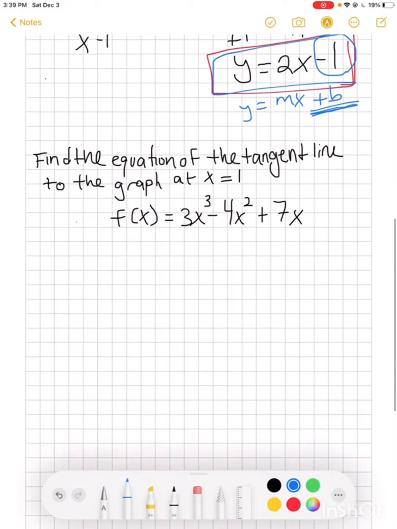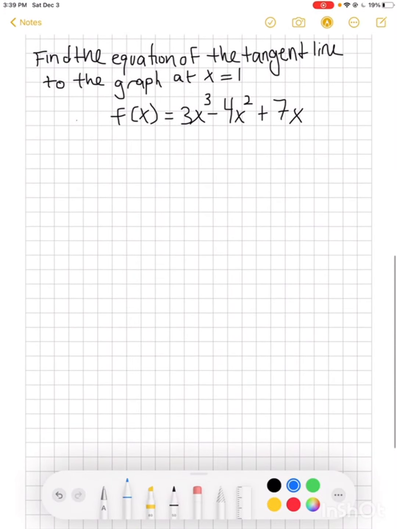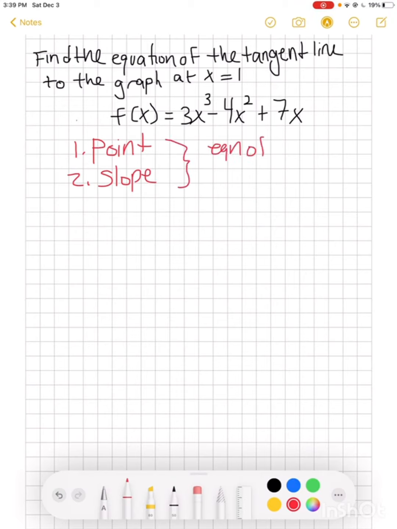Okay, so let's try a slightly more difficult example. In this example, it's a little bit harder to graph or visualize what the graph would look like. So we're going to just base everything off of the information we get from the problem. So let's remember the two things we need to find the equation of the tangent line. The first thing we need is a point on the line. And the second thing we need is the slope. And with those two parts, we can find the equation of any line, right?